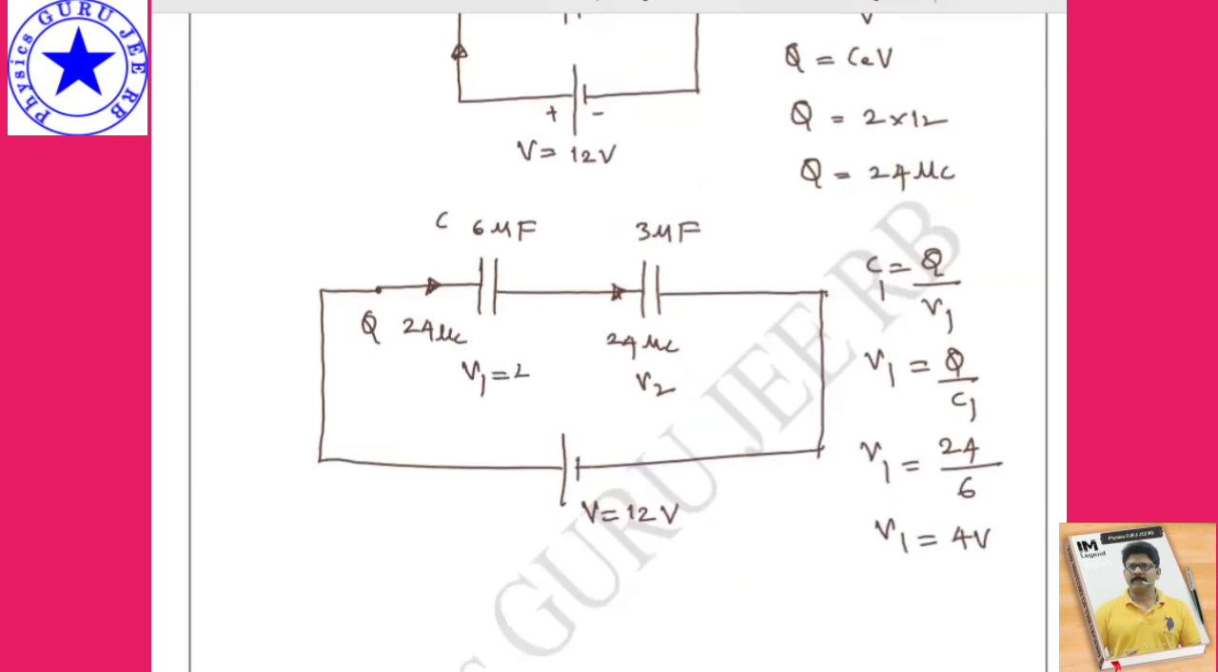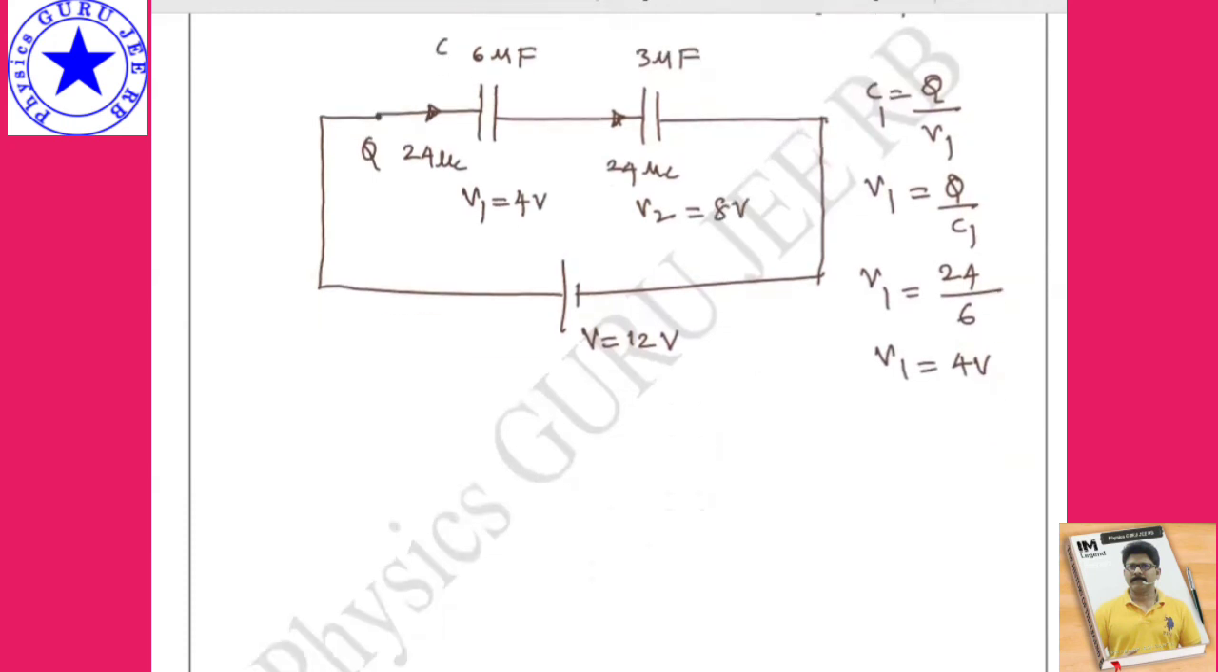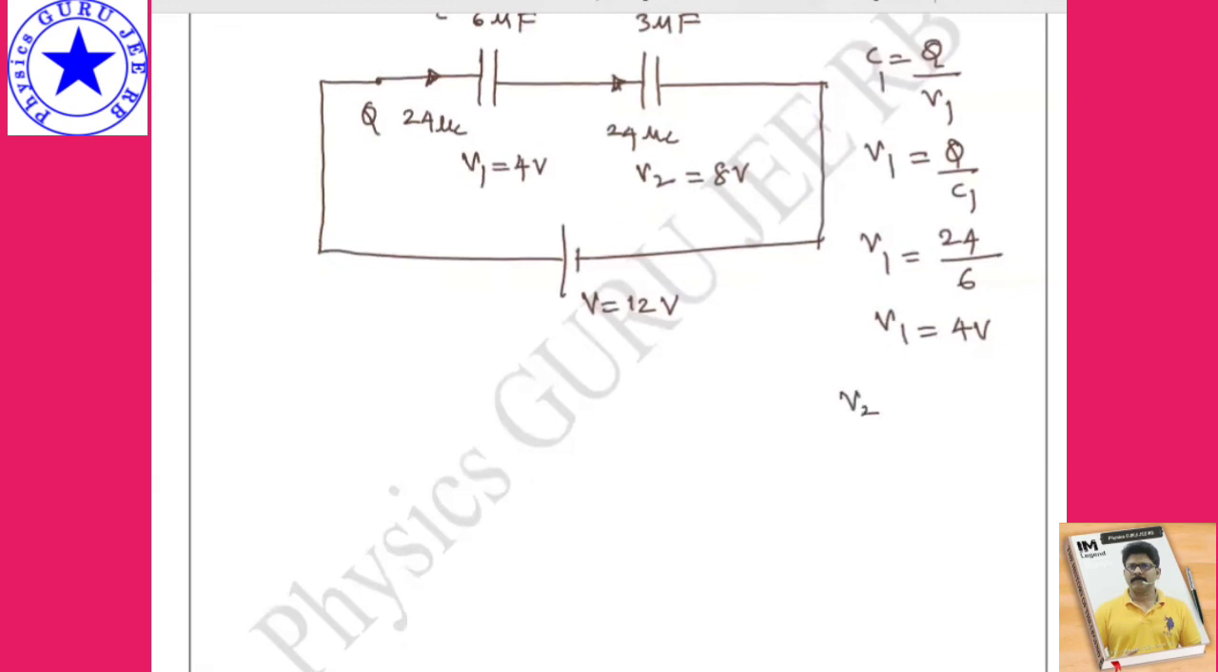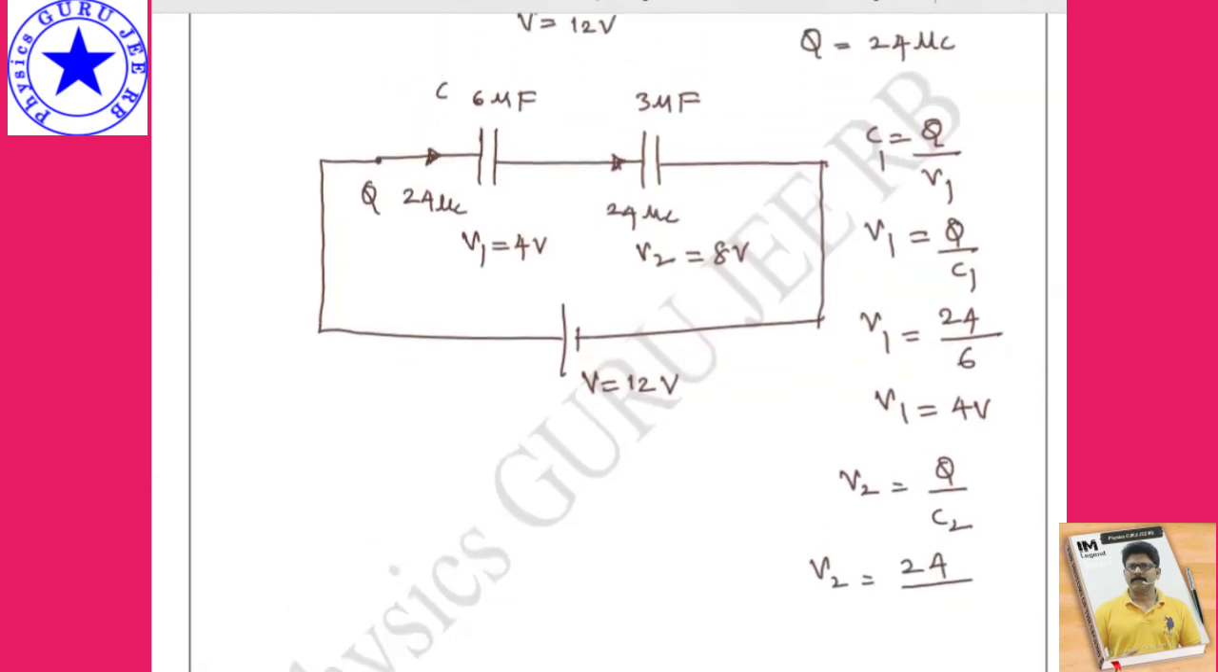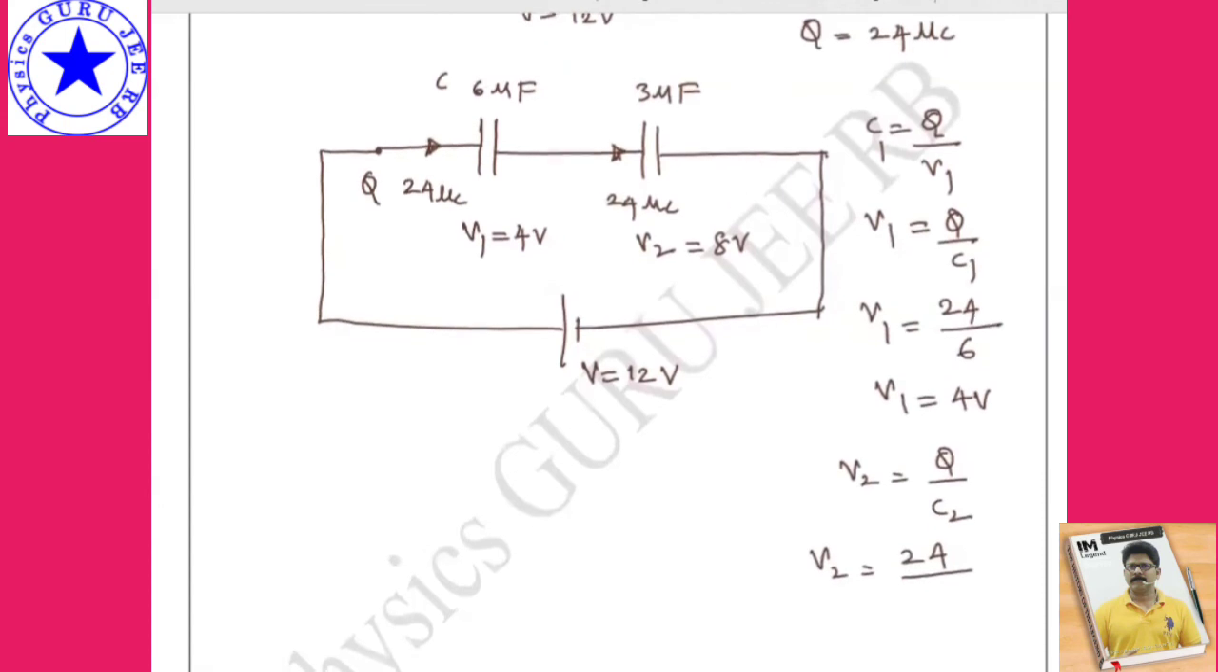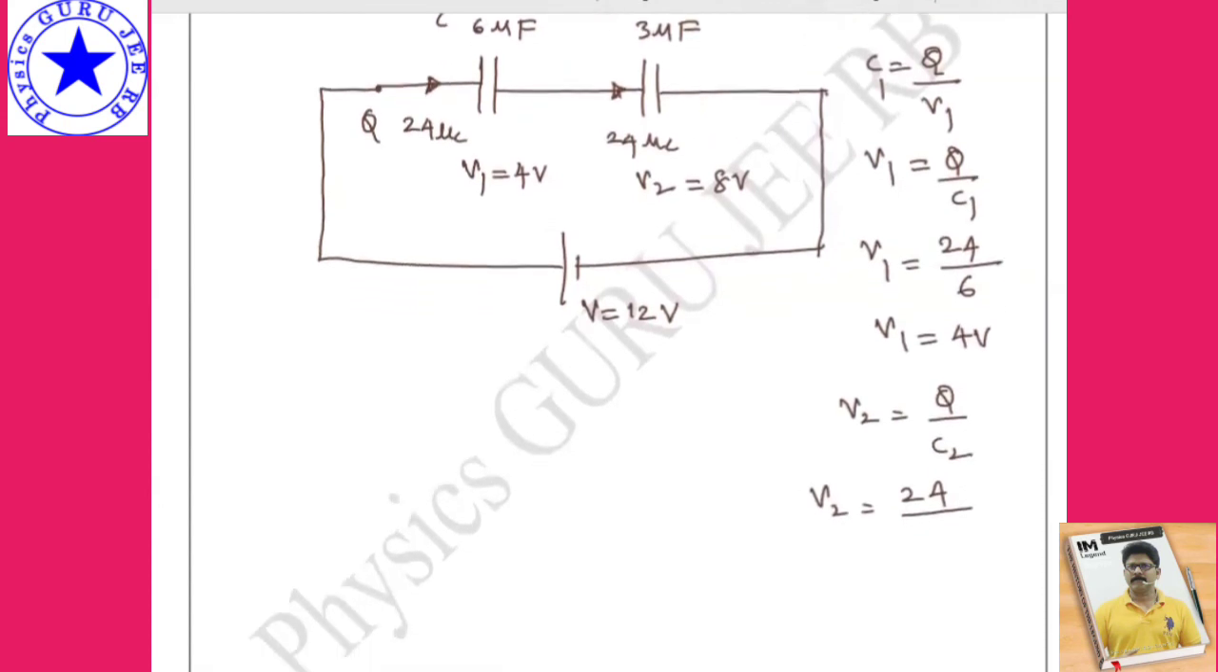Is it clear? This is 4 volts. Obviously the total should be 12. That means directly I can write without calculating, it will be 8 volts. Or if you want, we can calculate. Now V2 equals Q by C2. Again Q is 24, because in a series combination the charge is the same. What is C2 here? Can anyone tell me? C2 is 3.